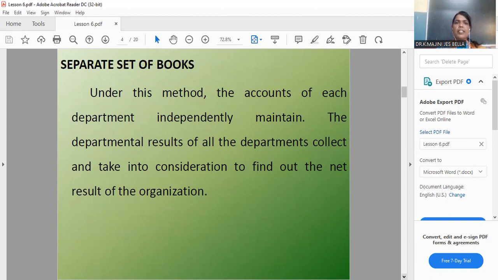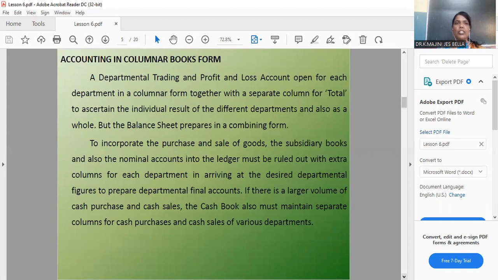The departmental results of all the departments are collected and taken into consideration to find out the net result of the organization. Next, we can see accounting in columnar books form. A departmental trading and profit and loss account is opened for each department in a columnar form, together with a separate column for total, to ascertain the individual result of the different departments and also as a whole.